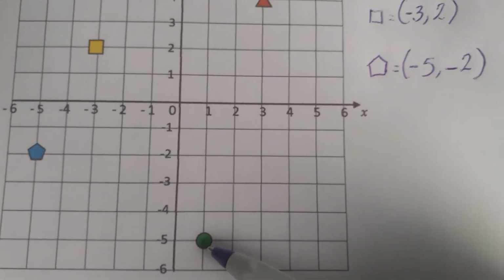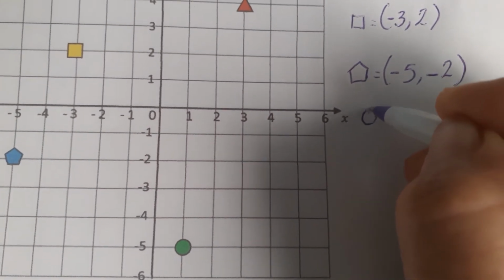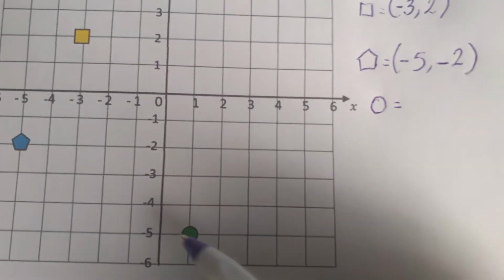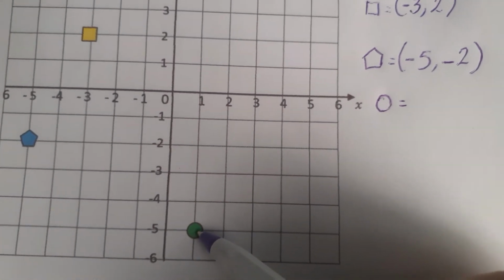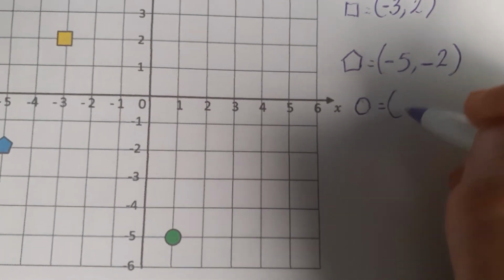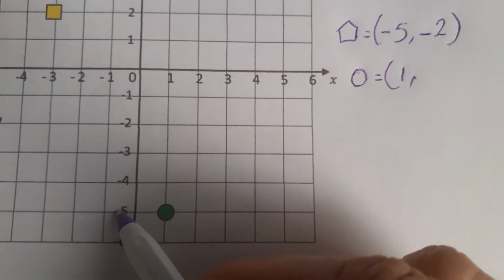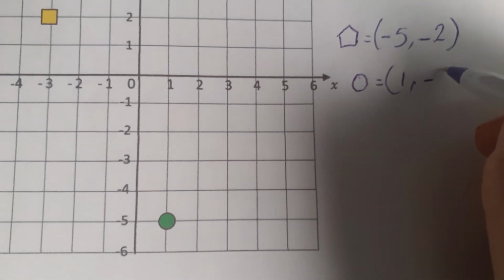Okay, for this one now, the circle, we have it here. Okay, so we go down to the x, that will be 1. Then we go over to the y, which is -5.